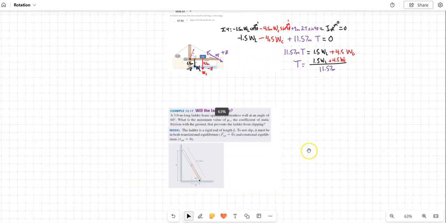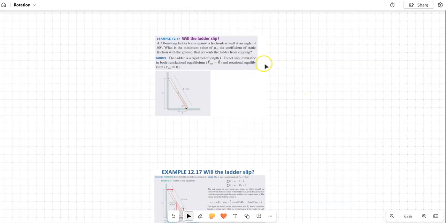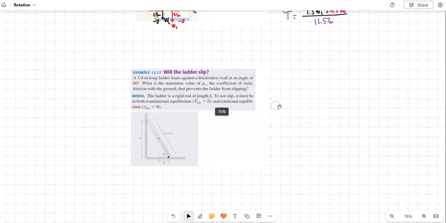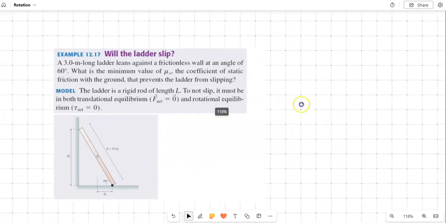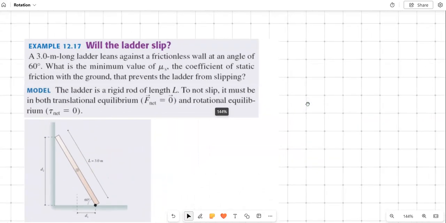Finally, for the last part of this section, we've got a ladder problem right here. Okay, and we'll talk about this as a ladder problem, but basically in this problem, this is in your textbook, you've got a ladder that is 3 meters long, and it's up against a wall, which makes 60 degrees.